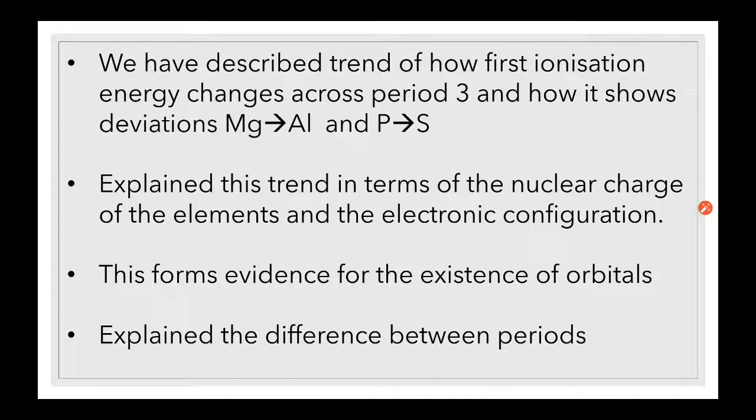Okay, so what have we done? We've described the trend of the first ionization energy across period 3, and we've looked at the deviations between magnesium, aluminium, phosphorus and sulfur. We've explained this trend in terms of the nuclear charge and where those electrons live, and this also helps serve as evidence for the existence of orbitals. It helps back up what we know. So this experimental data we get for the first ionization energy backs up that theory of s, p and d orbitals and all that kind of nonsense. And then we also explained the difference between the periods as we went down the groups.